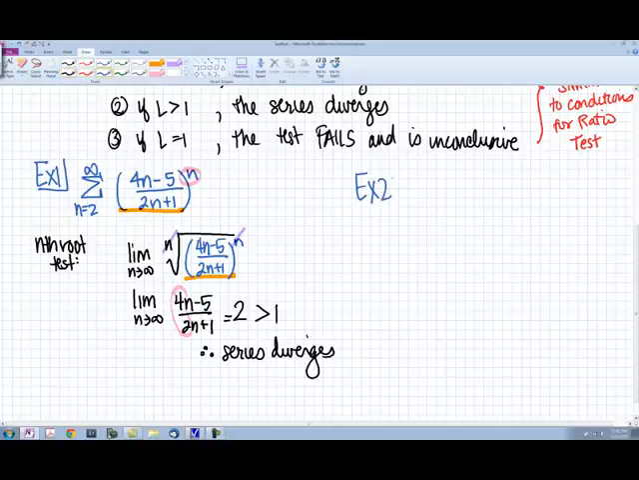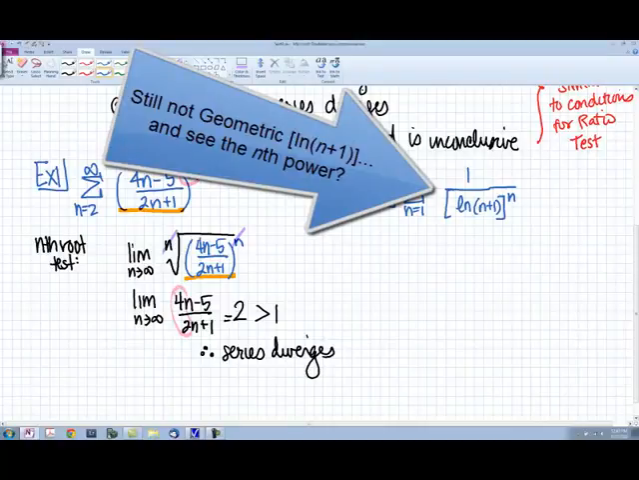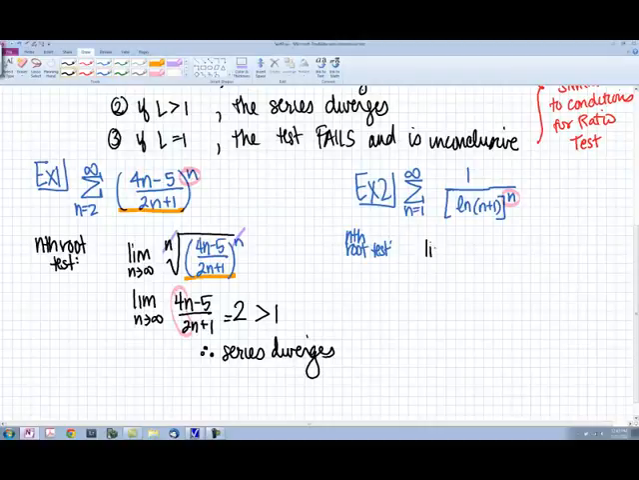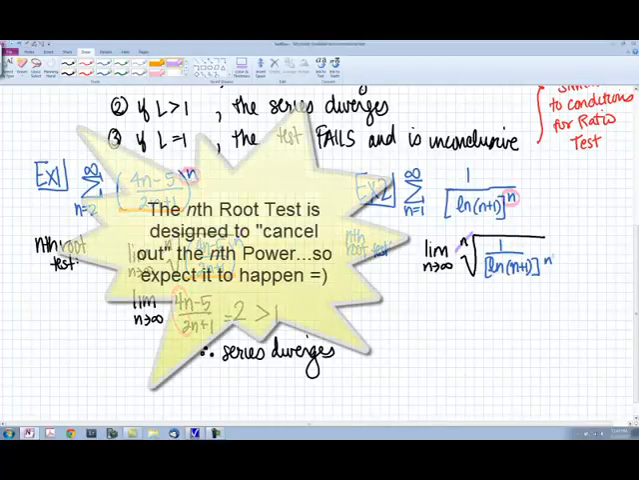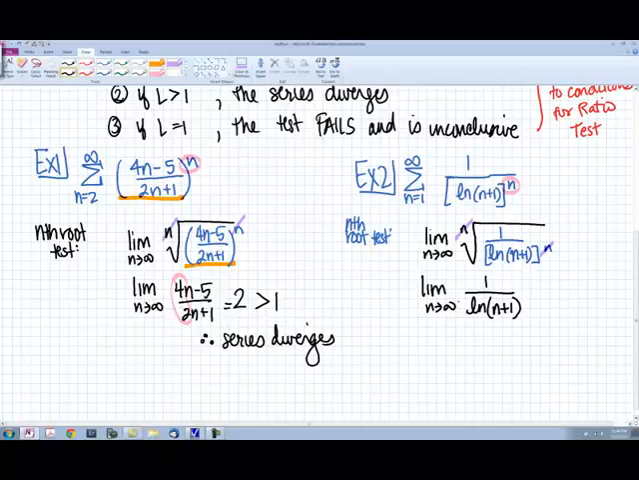Okay, let's take a look at a second example. We have 1 over ln of (n plus 1), to the n power. So again, I notice that power, so I'm going to undo that by doing the nth root test. So I'll take the limit as n approaches infinity of the nth root of, again, whatever your series is. The nth root and the nth power will cancel, so that all we have left is 1 over ln of (n plus 1). The natural log of n plus 1, that's growing and going to infinity. Your top has a constant value, so it's not growing at all. This limit is equal to 0, which is less than 1. Therefore, the series converges.